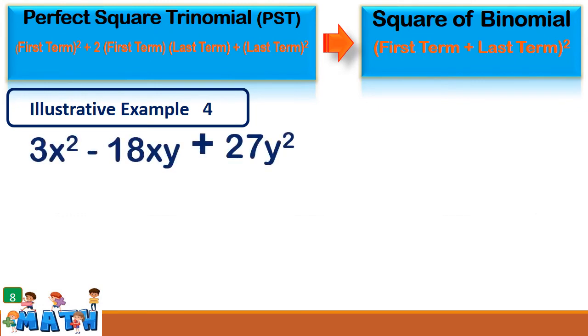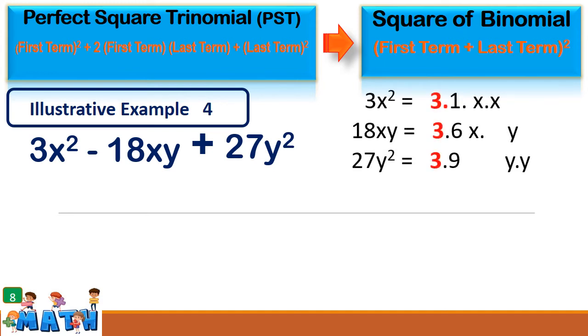Example number 4. So we're going to get the factors of 3x squared minus 18xy plus 27y squared. So check whether the first and last terms are perfect squares. So are they perfect squares? No. So what are we going to do? We're going to think of a number that could divide the terms to make it a perfect square trinomial.